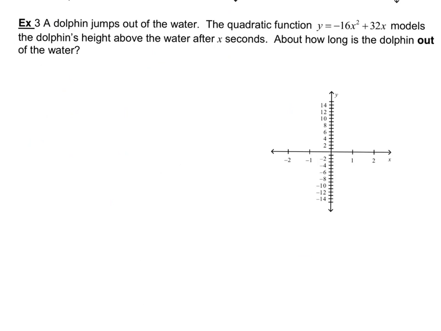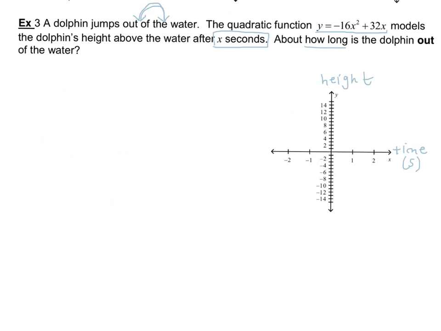Last, a story problem. We have a dolphin jumping out of the water. When that happens, it sort of looks like an upside down parabola, right? The dolphin jumps out of the water and then comes back down in the water. So the model is this quadratic function right here. And it says it models the height after x seconds have gone by. So our time in seconds is the x-axis, and the height is the y-axis.